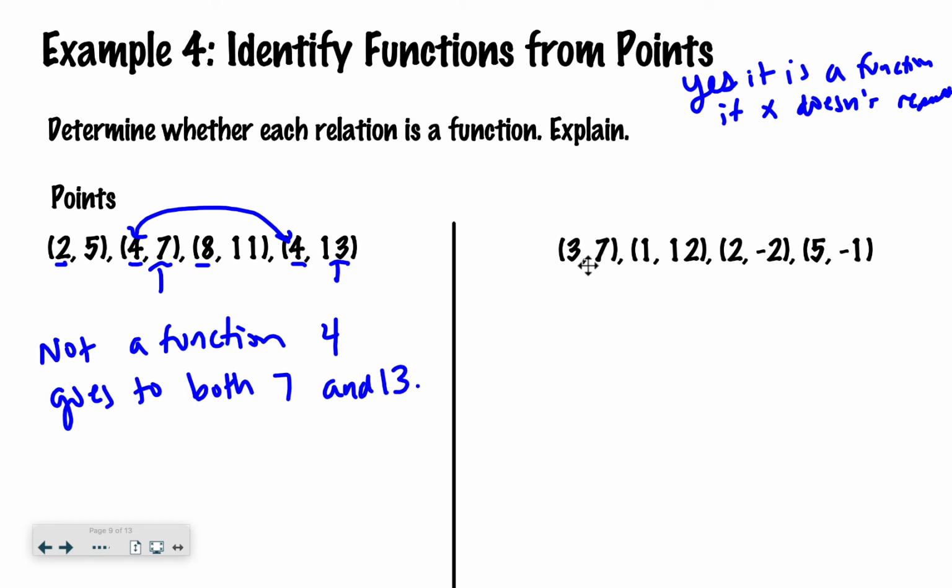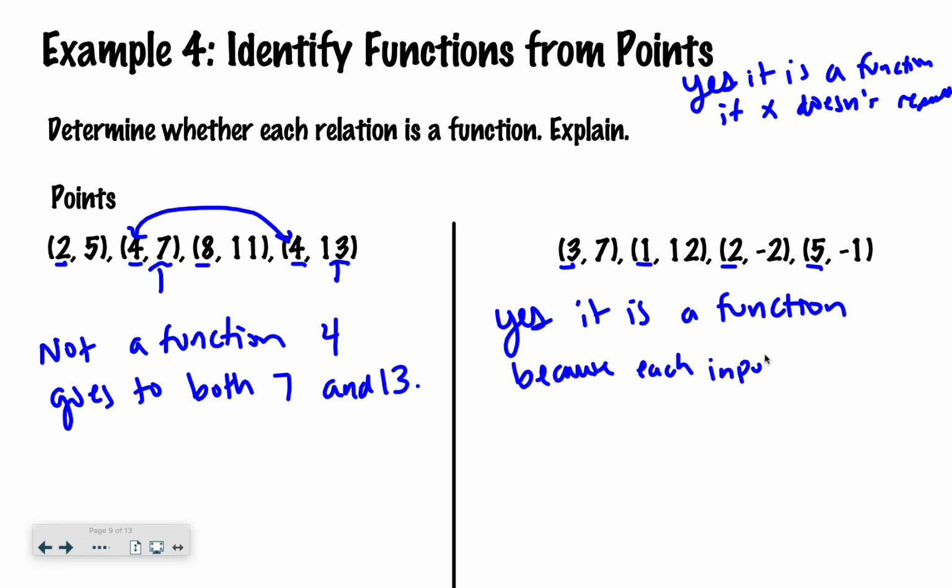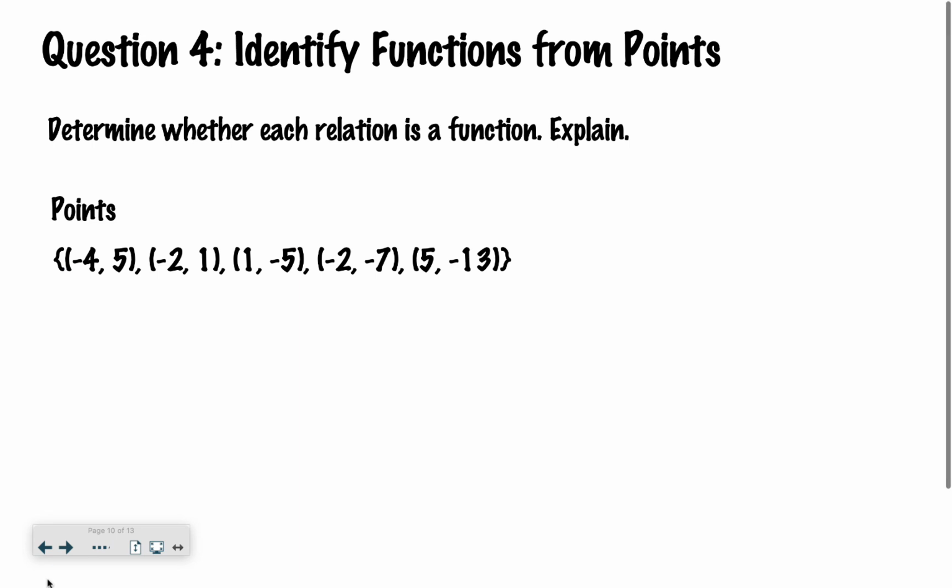Okay, because those are the numbers paired with each of the 4s. And then over here, I see I have a 3, 1, 2, and 5. None of those repeated, so I'd say yes, it is a function because each input has exactly one output. Okay, that's all I have to do for that problem. Now I want you to take a look at this set of points and determine if this is a function. Good luck.